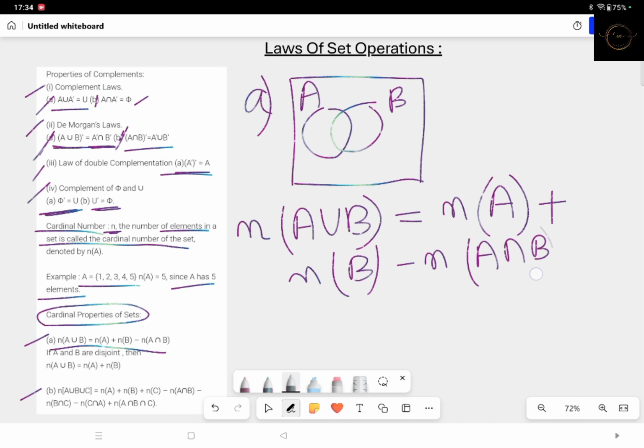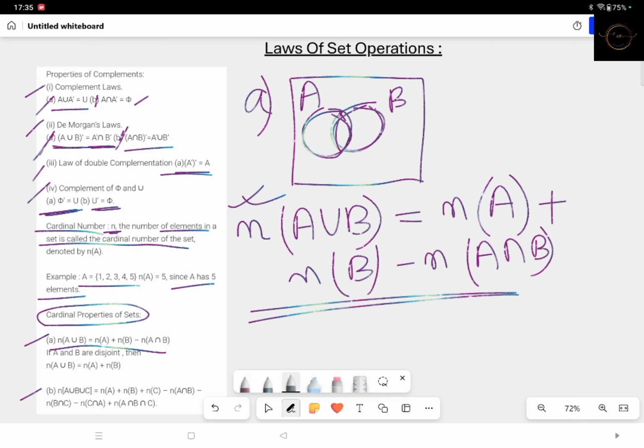Why minus n of A intersection B? Because when you do n of A and n of B, 2 times A intersection B gets counted. So you are subtracting 1 n of A intersection B. So this is the formula of cardinal number. When it's a question of cardinal number for 2 sets, this is one of the formulas.